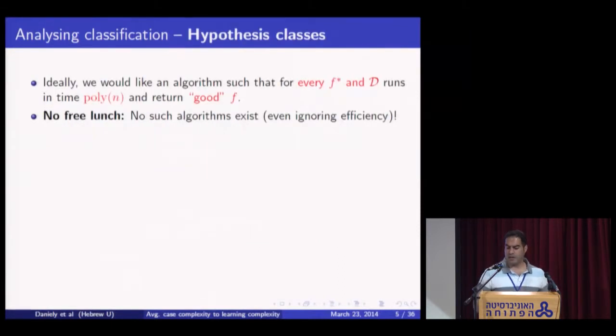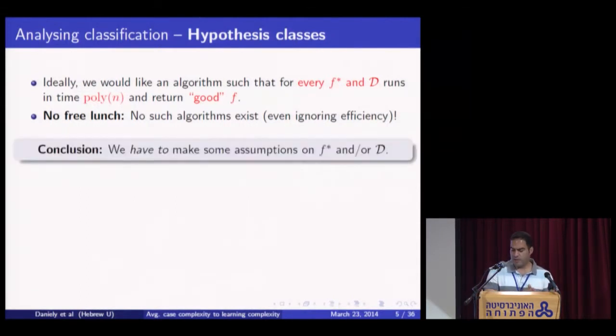Okay, so ideally we would like an algorithm with the following guarantees. For every function f star and for every distribution D, it runs in time polynomial in n and is guaranteed to return a good function with high probability. However, it is not hard to see that even if we ignore the computational aspect, no such algorithm exists. For example, in order to describe a general function from the Boolean cube to {0,1}, even approximately, we need about 2 to the n bits, and there is no way to decipher that many bits from polynomially many samples.